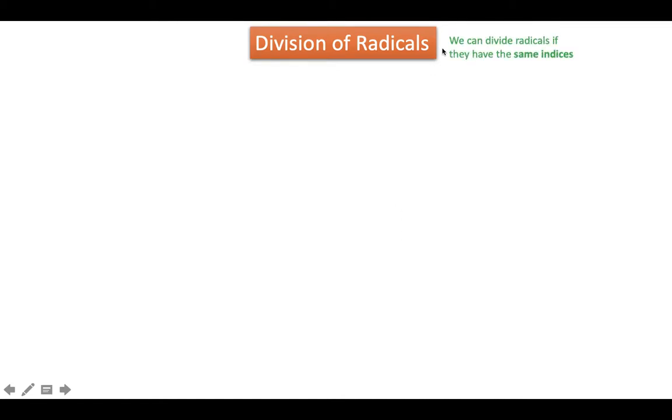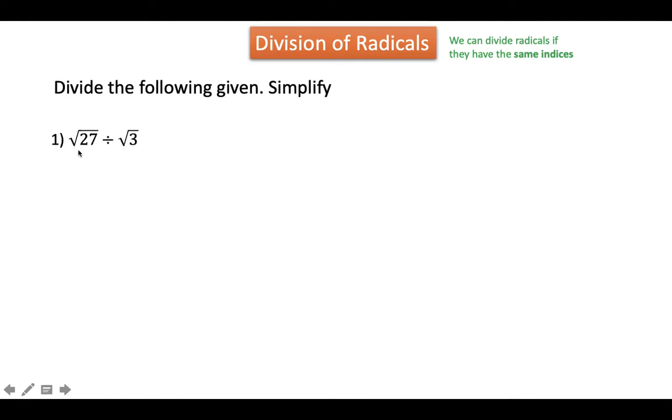In division of radicals, we can only divide them if they have the same indices. So in our given, square root of 27 divided by square root of 3. Notice that our indices are the same, which is 2. So we can divide the radicand. So 27 divided by 3, and that is 9. Then finally, the square root of 9 is 3. And this will be our final answer.